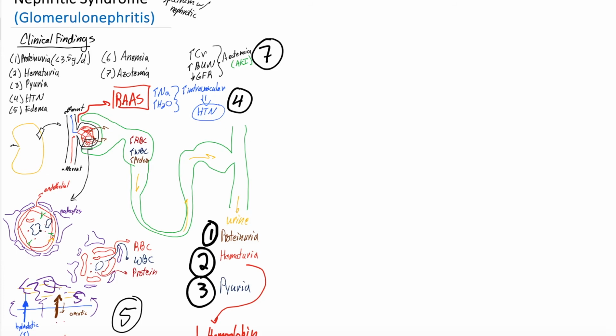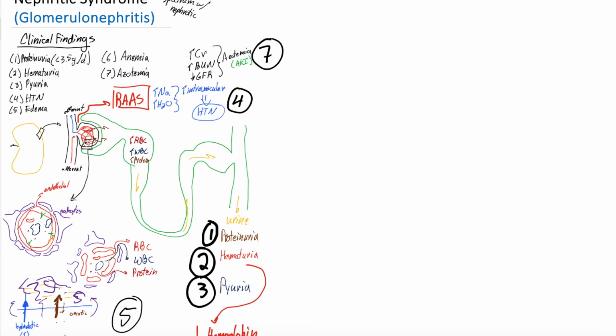Pyuria, because the initial injury in glomerulonephritis or nephritic syndrome is an immune response against these endothelial cells in the glomerulus. White blood cells are then stimulated and attracted to come, and those then can also leak out into the urine, leading to white blood cells in the urine, or pyuria.